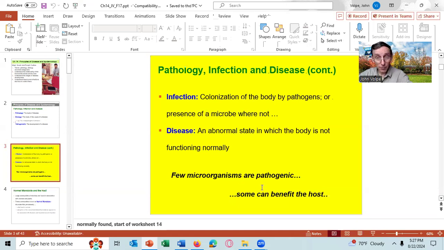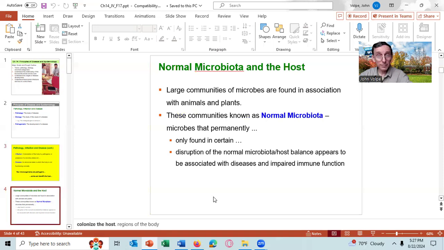Not all the normal microbiome benefit us, only some of them. But all animals and plants have large communities of microbes found in association with them. And this we call the normal microbiota. And then the individual or plant hosting the normal microbiota is the host.